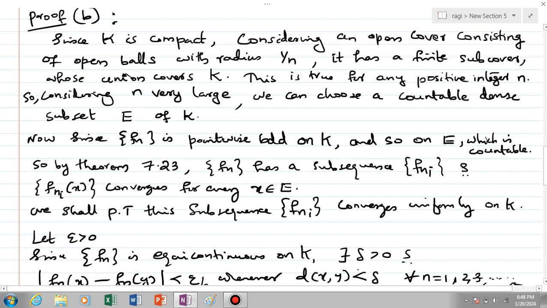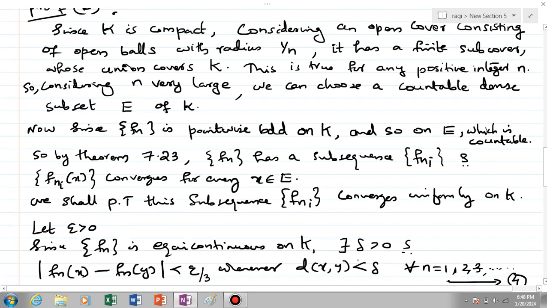For that, choose epsilon positive, and since the sequence Fn is equicontinuous on K, there exists delta positive such that modulus of Fn of x minus Fn of y is less than epsilon by 3, whenever d of x, y is less than delta, and for every n equal to 1, 2, 3, etc. Let it be equation number 4.